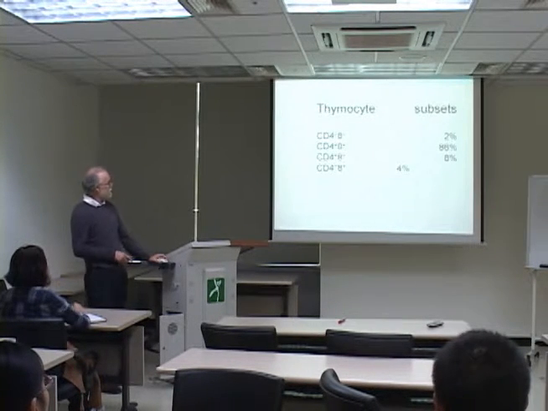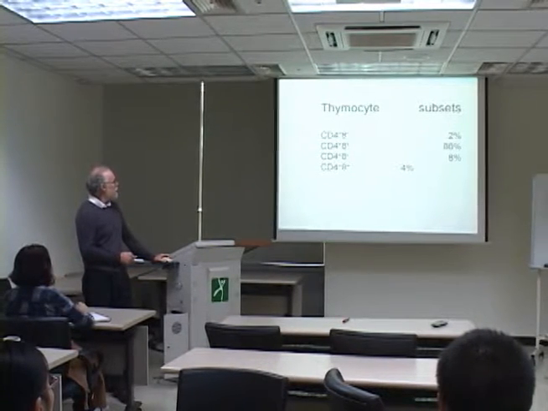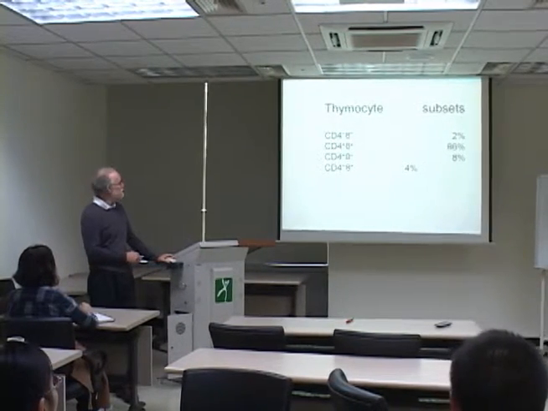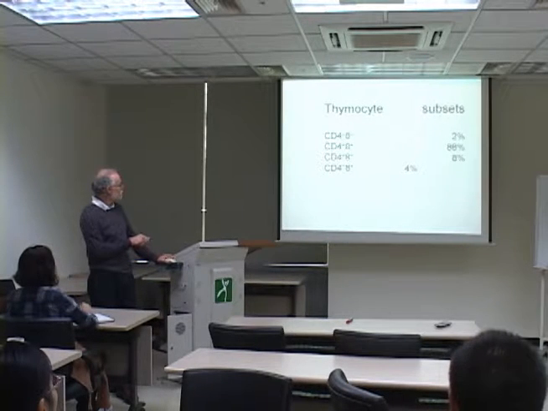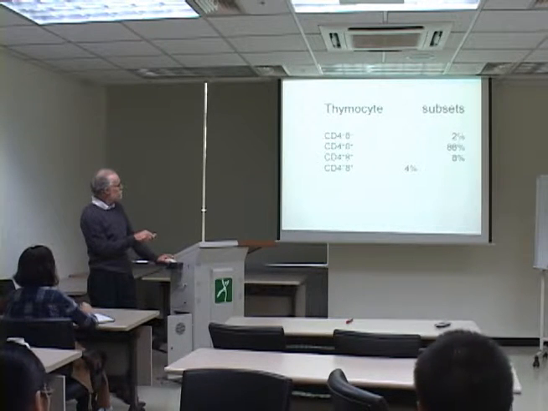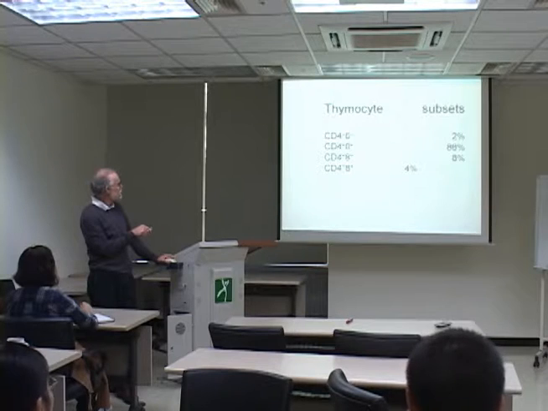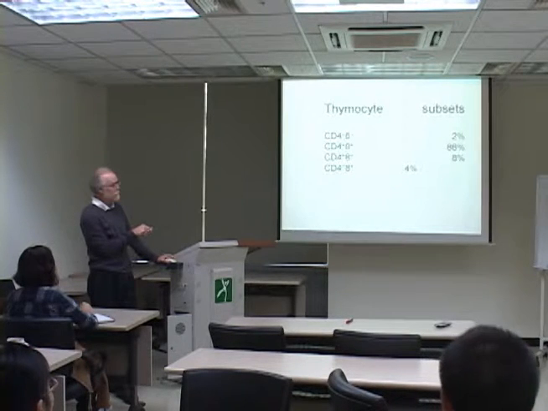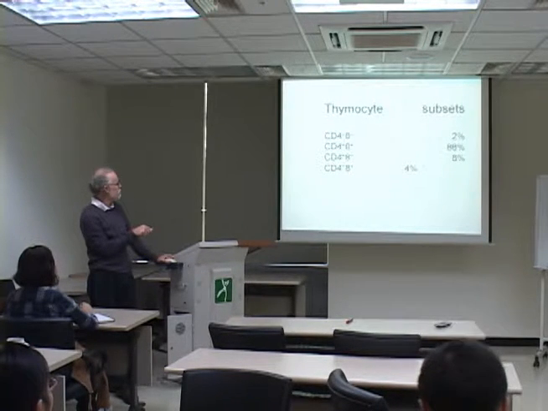Okay, so as you probably know, most T cells present in the thymus are immature and they express both CD4 and CD8, so we call these double positive cells. And these cells arise from stem cells, which represent only a small proportion of thymocytes. And I'm not going to say anything about how these so-called double negative cells differentiate into double positive cells.